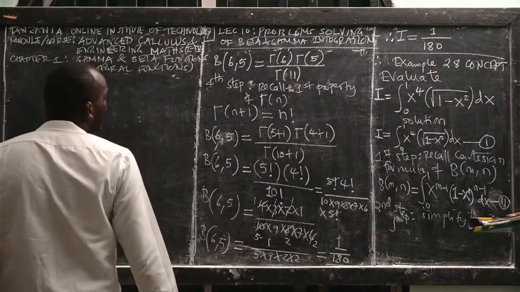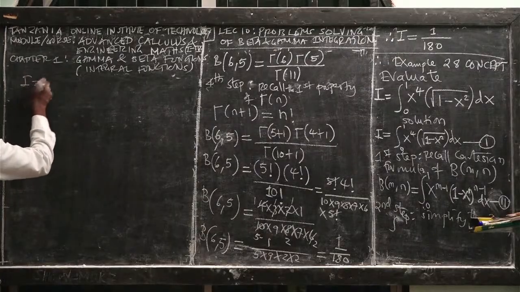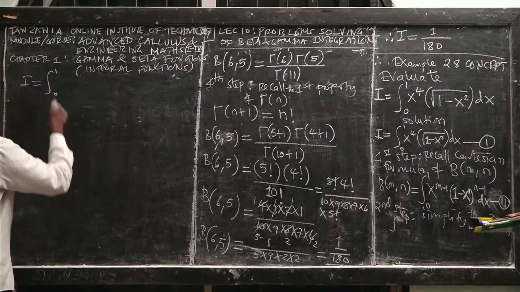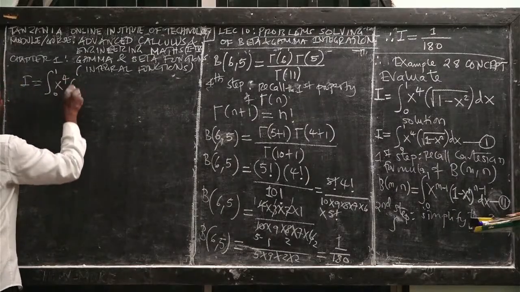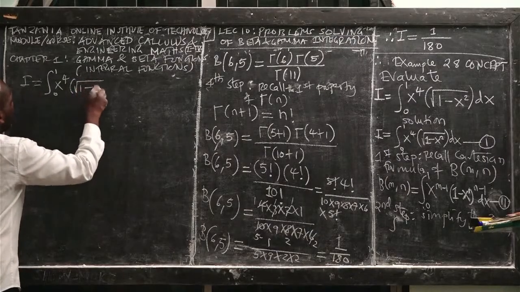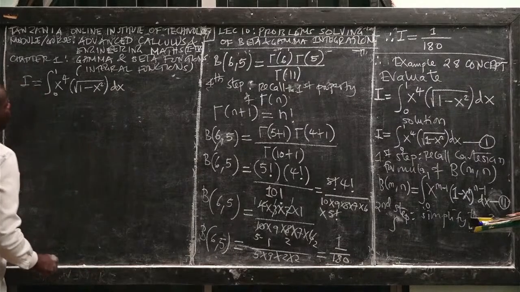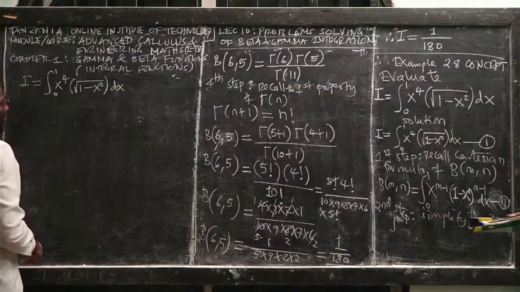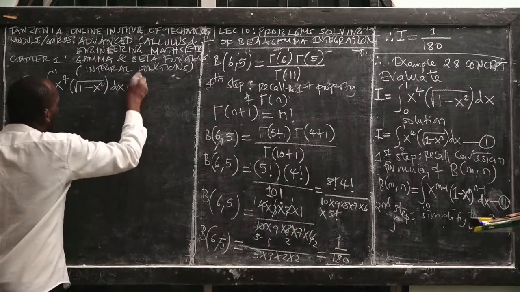So, how do we simplify that integral? We have been given I is equal to the integral from 0 to 1 of x power 4, then open bracket, under root of 1 minus x square, dx. So first of all, let us eliminate the radical sign.